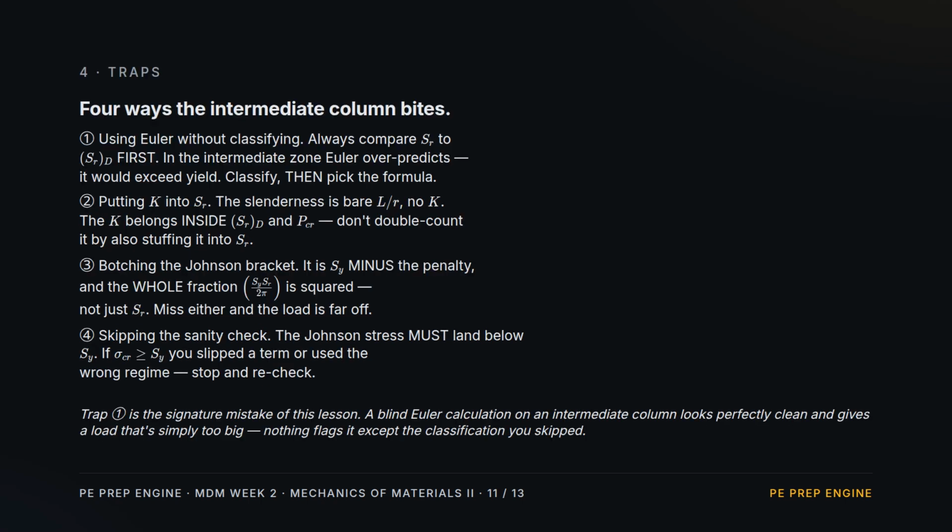Traps. Four ways the intermediate column bites. One, using Euler without classifying. Always compare the slenderness to the transition first, because in this zone, Euler overpredicts. Two, stuffing K into the slenderness. It's bare length over radius of gyration. The K belongs in the transition and the load, so don't double count it. Three, botching the Johnson bracket. It's yield minus the penalty, and the whole slenderness fraction is squared, not just the slenderness. Four, skipping the sanity check. The Johnson stress must come out below yield, and if it doesn't, you slipped.